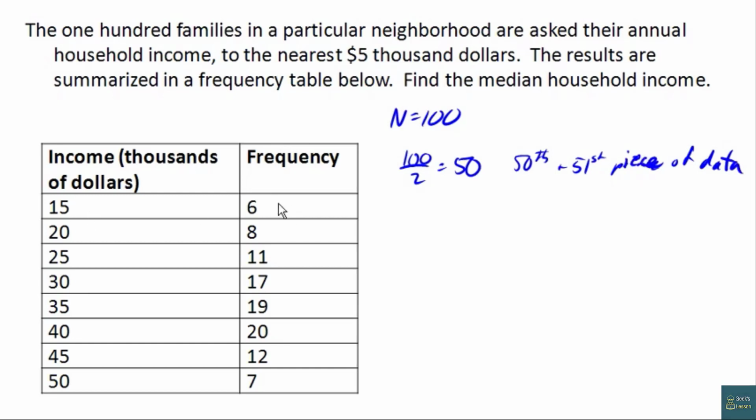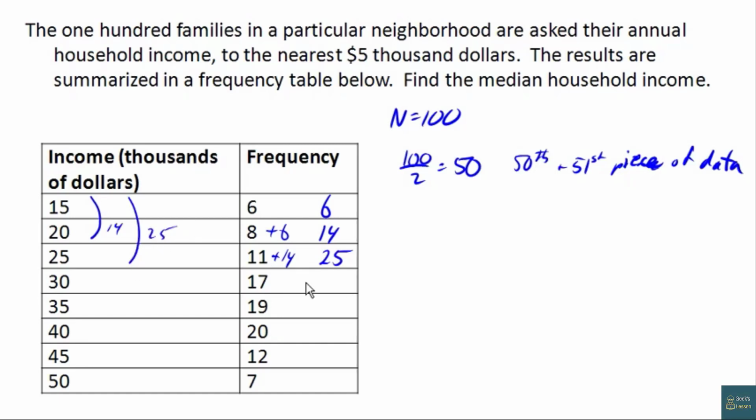So our first 6 pieces of data are here. So we've counted up 6 pieces of data so far. And then we have another 8 pieces of data here. So altogether, that would be 6 pieces of data there, 8 pieces of data there. We've now counted up to 14. So together, these make 14 pieces of data. So we have 14 pieces, and then we add in 11 more, and now we have a total of 25 pieces of data.